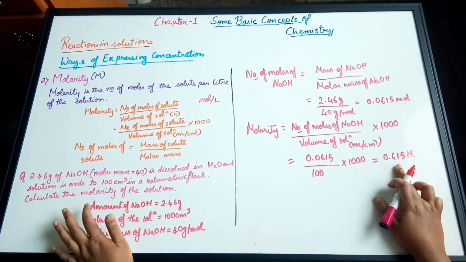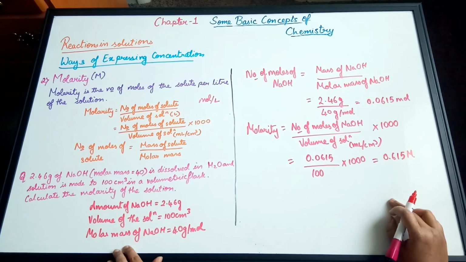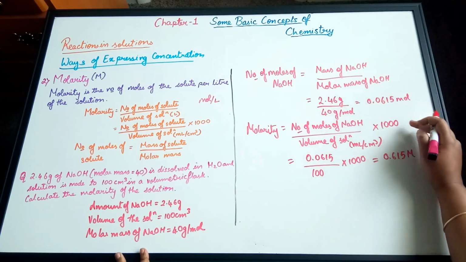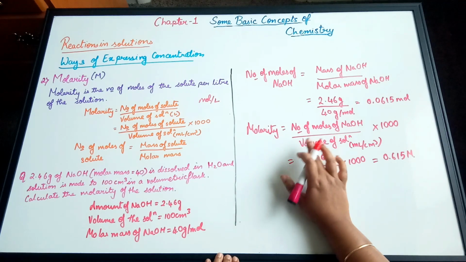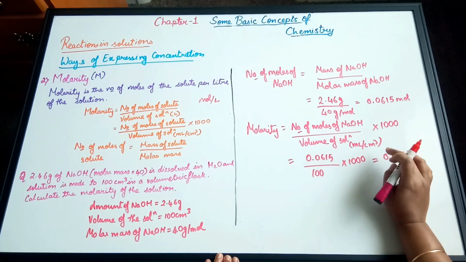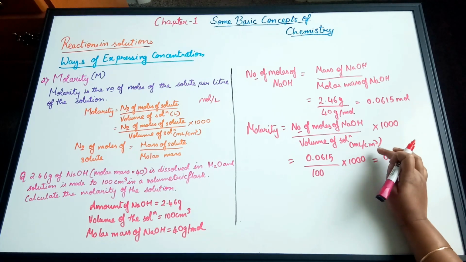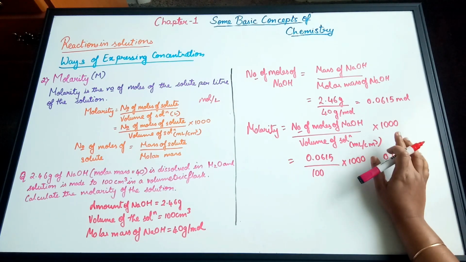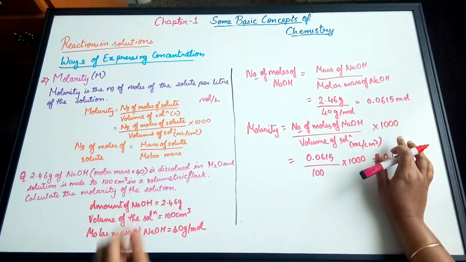So first we were given the mass of NaOH, the volume, and the molar mass of sodium hydroxide. First we calculated the number of moles, which is done by using the formula mass of that particular substance divided by its molar mass. This was then substituted in the equation for molarity. So molarity is equal to the number of moles of NaOH divided by the volume of the solution. Since this is in mL or centimeter cube, which are equal to each other, this has to be multiplied by 1000, because according to our definition it is the number of moles in 1 liter of the solution.